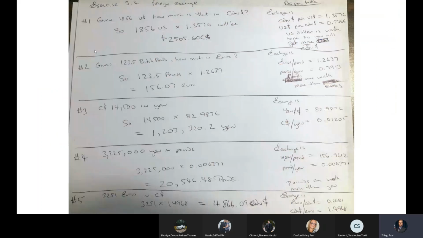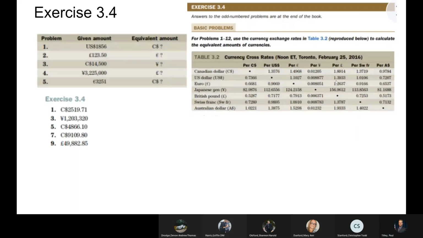If we looked at this number 2, then what we got is given 123.5 British pounds, and we're asking how many euros. Okay, so if we look at those numbers that I just showed you, euros per pound is 1.2637, and that's pulled right out of that. Euro per pound is 1.2637. Or we could look at pounds per euro. That's 1 British pound is 0.7913 euros.